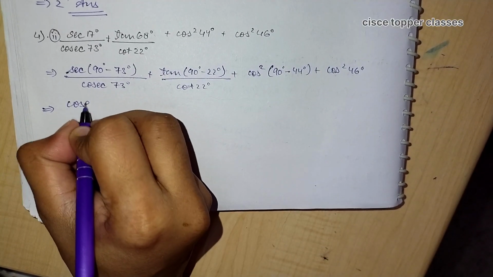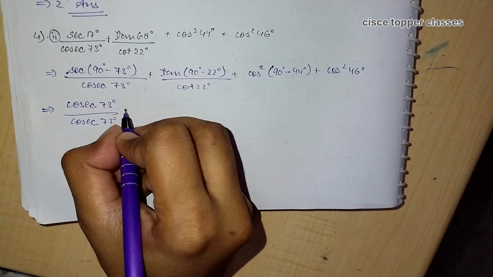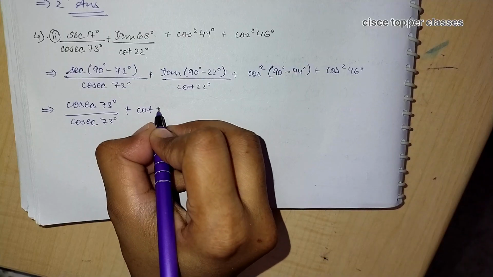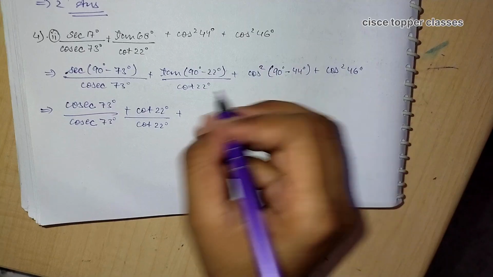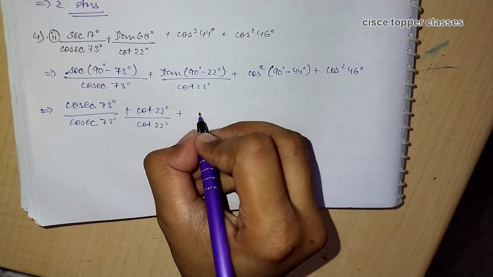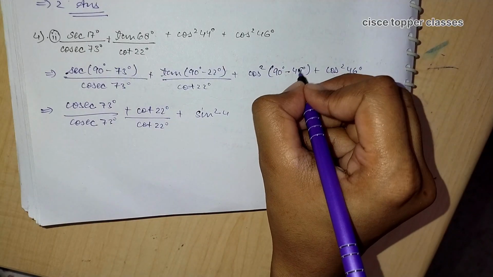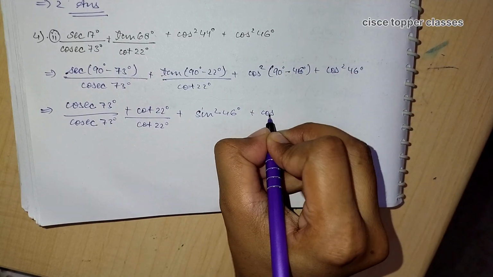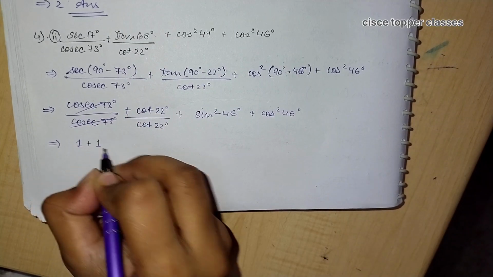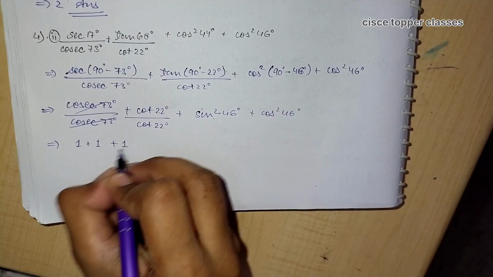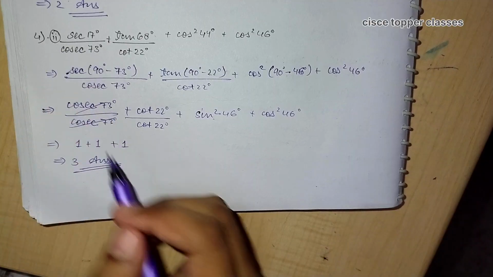This part we can write here as cosec 73 degree divided by cosec 73 degree plus tan(90 - 22), we can write cot 22 degree divided by cot 22 degree, plus sin square 46 degree plus cos square 46 degree, since cos(90 - theta) is sin theta. Means on cancelling this we will get 1 plus 1 plus sin square plus cos square theta is 1. Means 3 is the final answer here in this question. So this is the solution of question number 4 second part.